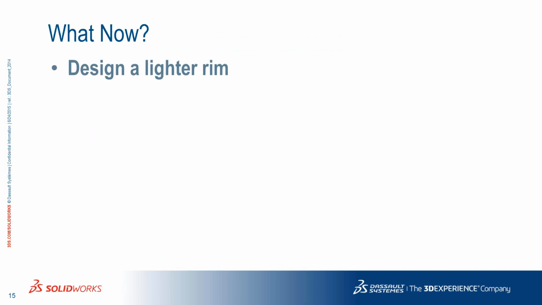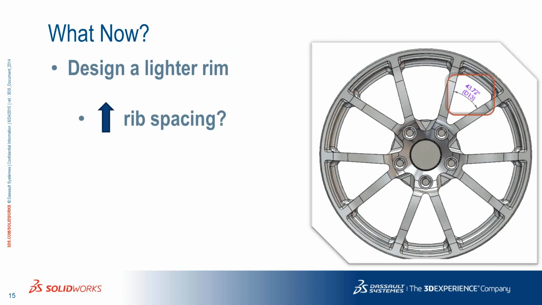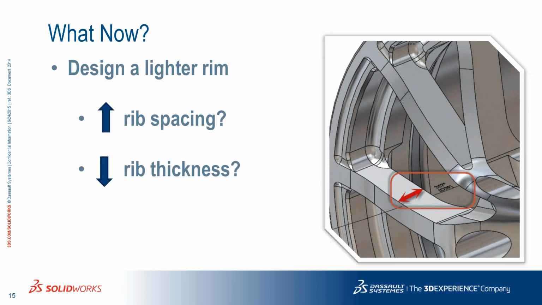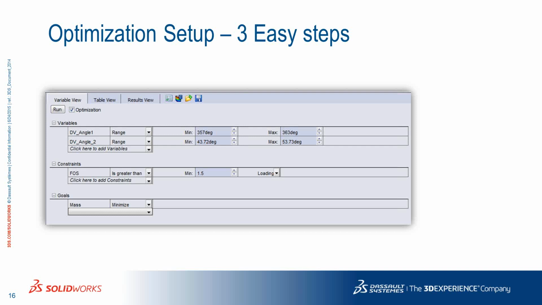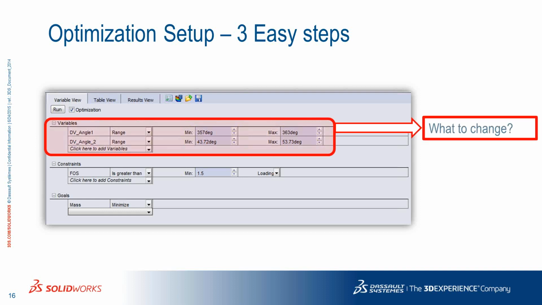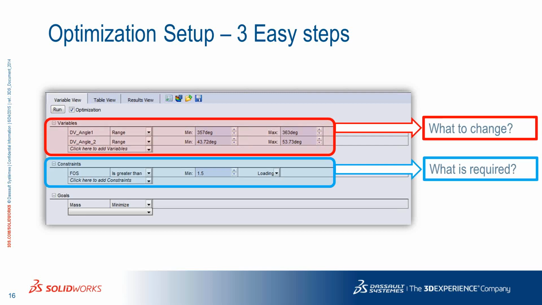So we want to design, obviously, a lighter rim. And so now we can either increase or decrease the rib spacing, maybe increase or decrease the rib thickness. At the same time, we want to make sure the factor of safety of the design is not compromised. It's a minimum of 1.5 we're after. So optimization is a great way to automate the process of testing multiple design scenarios or design iterations. And what you do here is three simple steps. The first step is, what are we trying to change, and how do we want to change it? And what's the performance we are after? So in this case, it's as simple as saying factor of safety should be a minimum of 1.5.